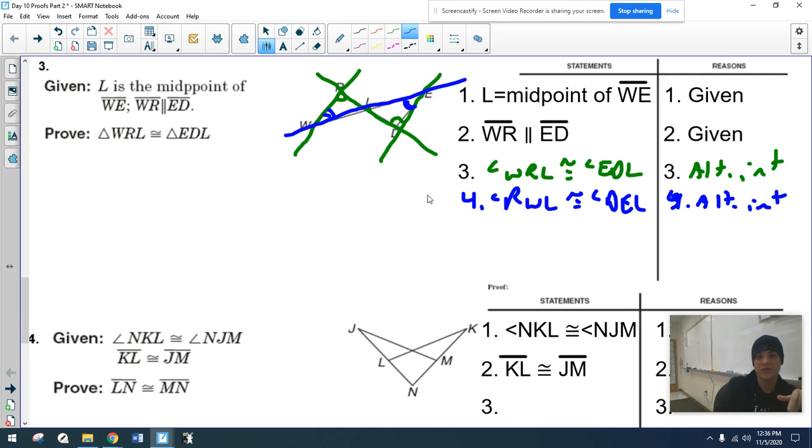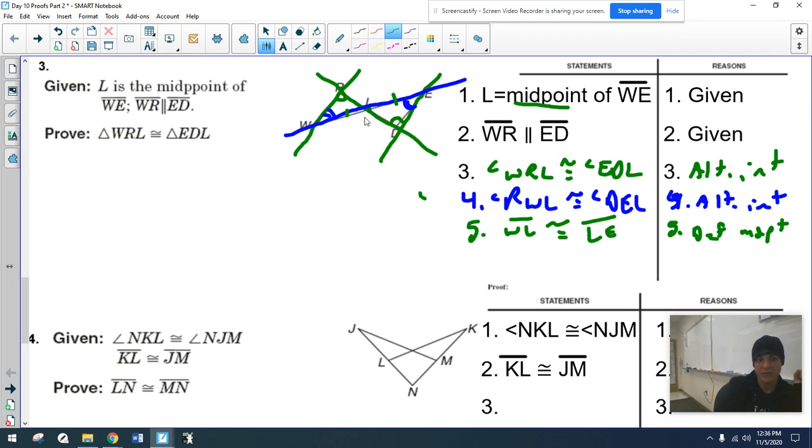there's no postulate AAA. So I don't want to use that, number 1. Number 2, I want to use the stuff they give me in the givens. So if L was the midpoint of this, that means these 2 are equal. So that's what I want to use for my next one. So segment WL will be congruent to LE. Okay. And then that is because this was a midpoint. So I got definition of a midpoint.